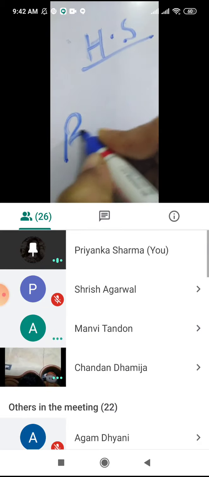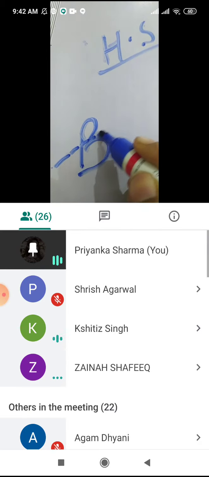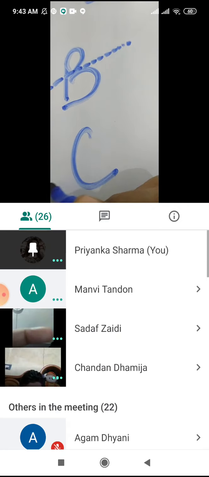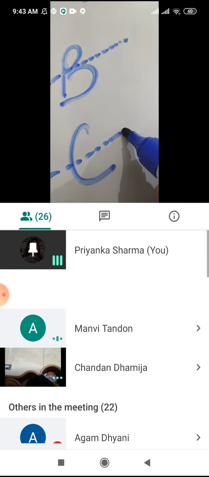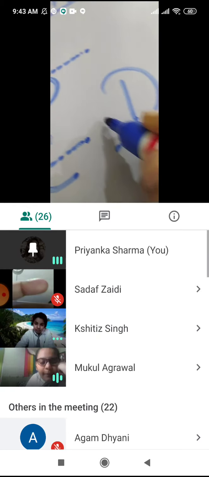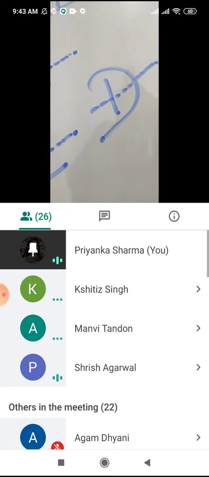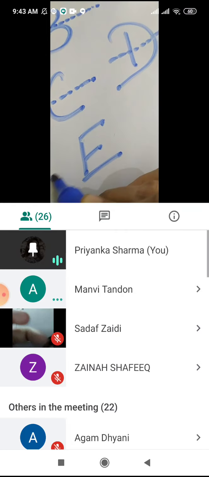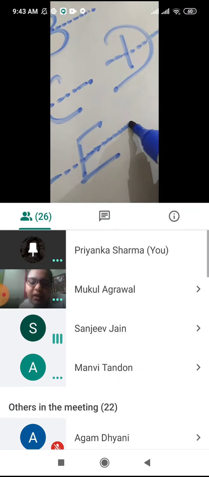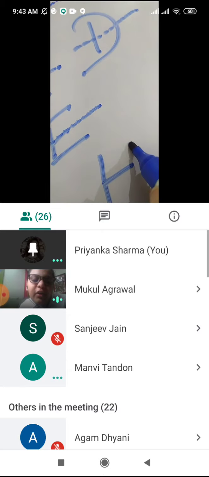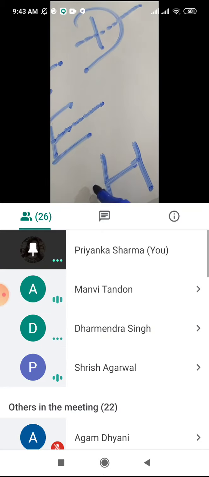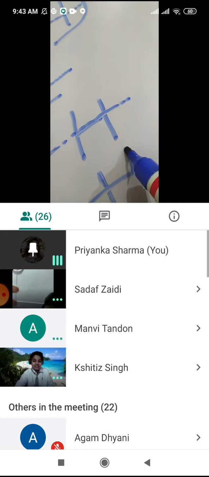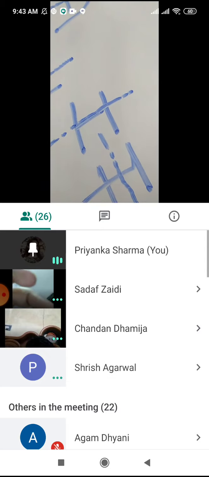Yes, B. Look at B. It can be divided by horizontal. Yes. Then C. It can be divided by horizontal line of symmetry. Very good. Then D. It can be divided by horizontal line of symmetry. E. Very good. E can be divided. Then H. Now H can be divided by both, by vertical also and by horizontal also.